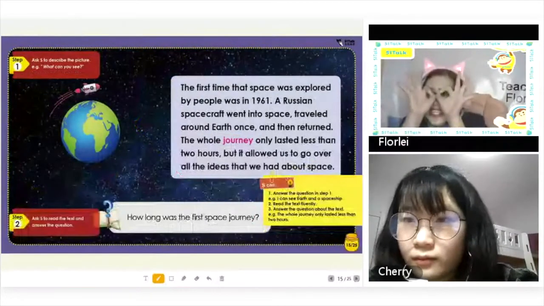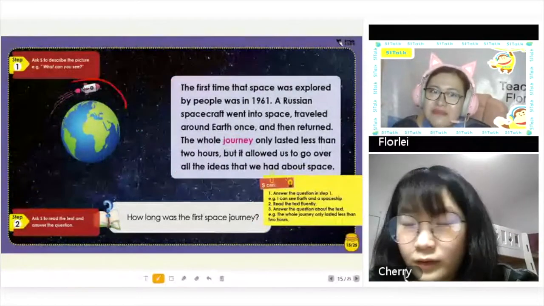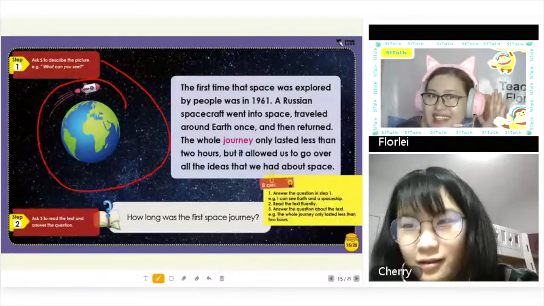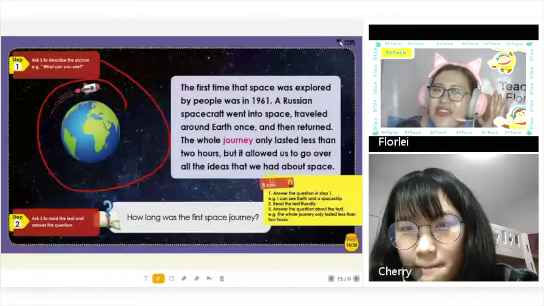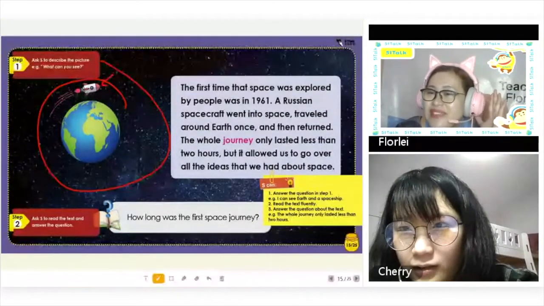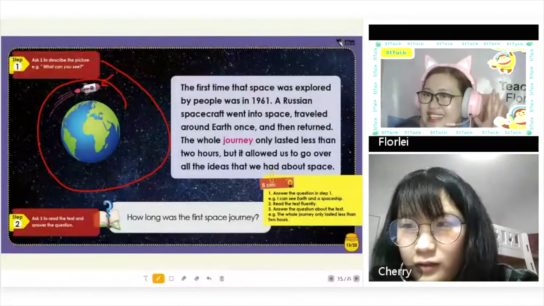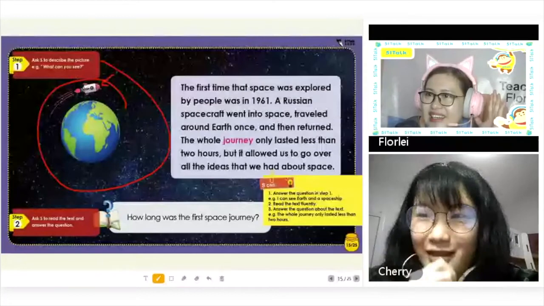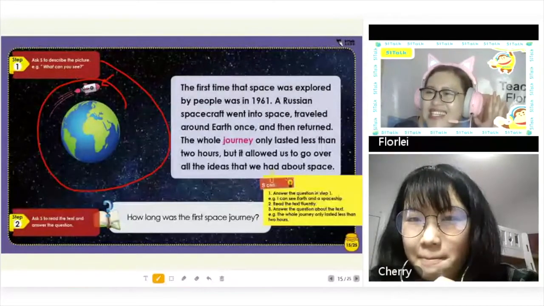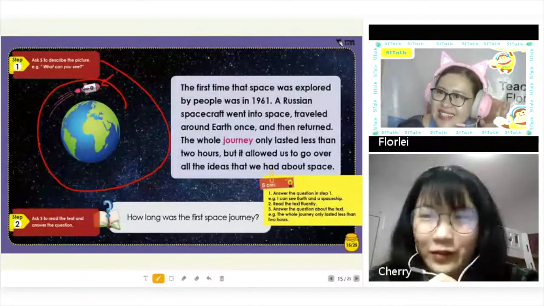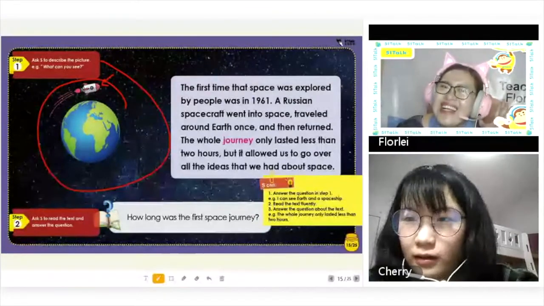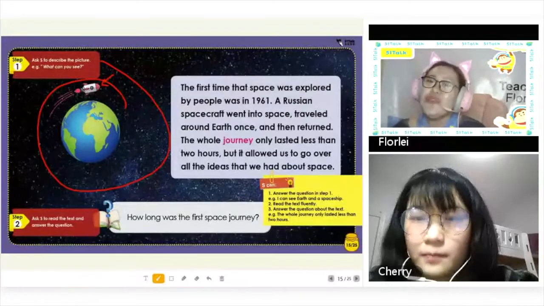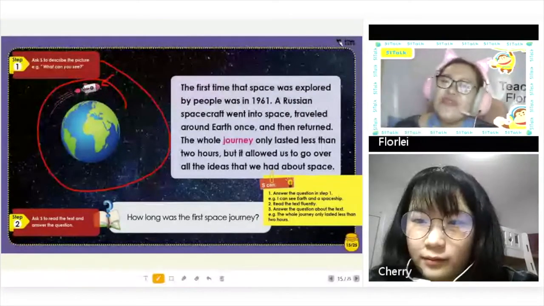What can you see in the picture? What's this? I can see an Earth. You can see the Earth, and what's this? And this is space... Sorry, how do you say that? Okay, it's a rocket ship. It's used by the astronauts to go to outer space. All right, let's read.